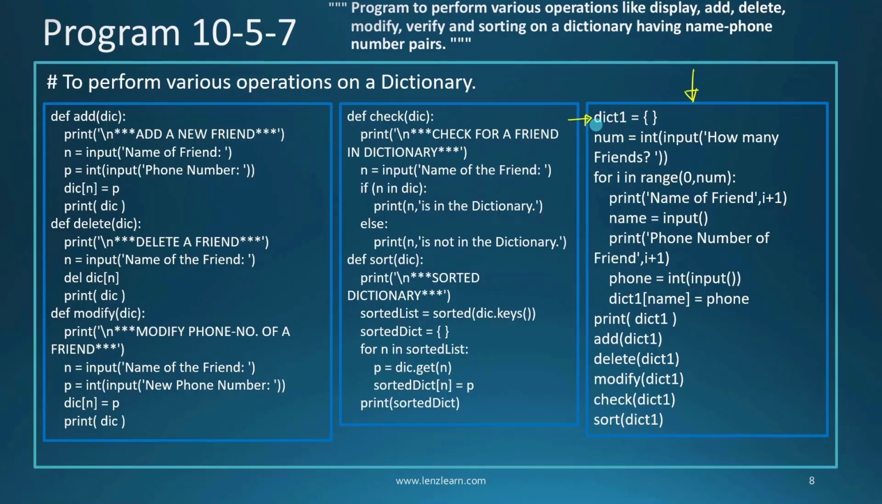So we will create a blank dictionary called dict1. This dictionary is going to store records just like we are keeping contacts inside our mobile phone.